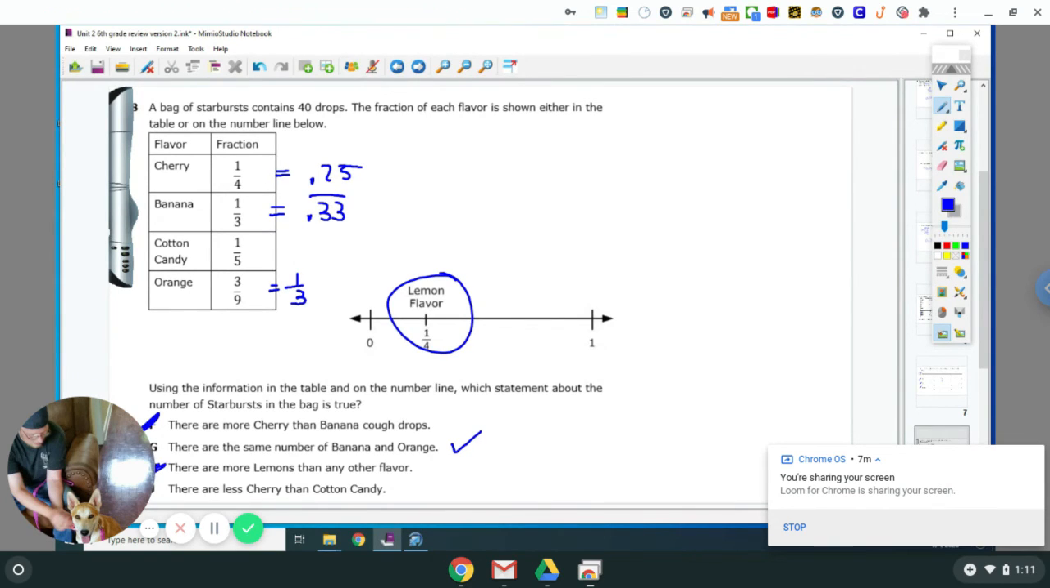And there are fewer cherries than cotton candies. So cherries is 1/4 and cotton candy is 1/5. So 1/4 is already greater than 1/5. If you didn't know that, we already figured out 1/5 is 0.20. So that means cherries is greater than cotton candy. And this one says less, so that's not true. So the answer has to be G.